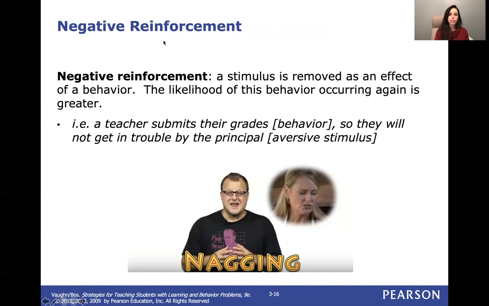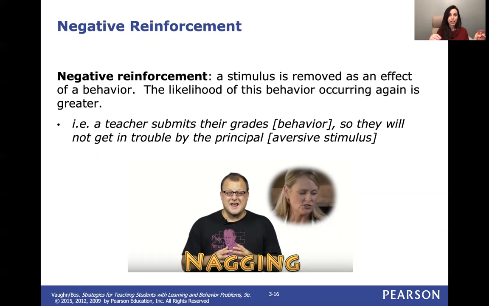So negative reinforcement. Like we talked about before, nagging is an example. So basically a stimulus is removed as an effect of a certain behavior. And then there's a likelihood of this behavior occurring again. It makes it greater. So this mom, like I talked about before, is nagging, nagging, nagging. You didn't clean up your shoes. Why is your stuff here?